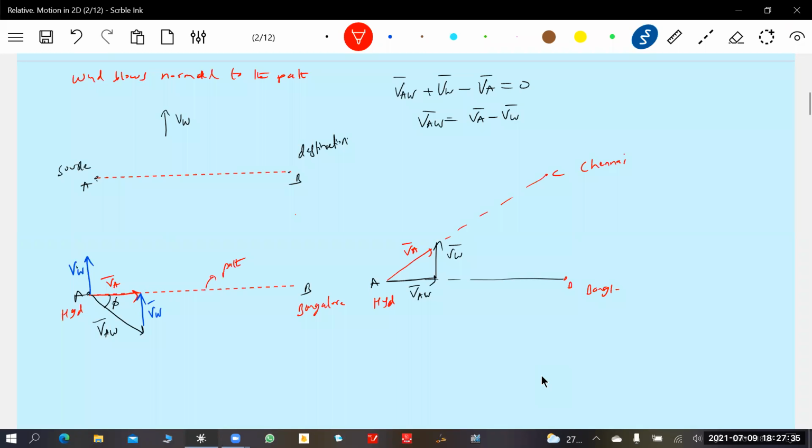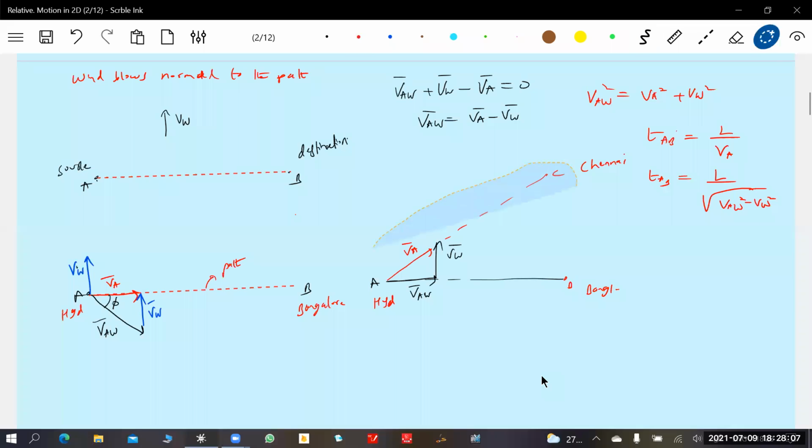What about the time taken in this case? Time taken as usual. It will be VAW square equal to VA square plus VW square, no? Then the time taken to move from A to B should be equal to L by VA. Okay, there's the time of journey.